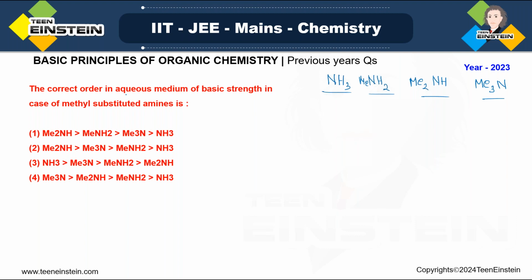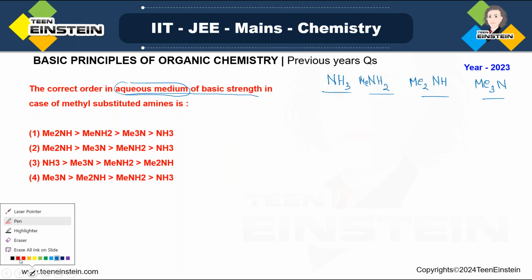Now it is asking for aqueous medium basic strength. This is very important, because if it were asking for gaseous medium basic strength, the answer would be different. If it is asking for aqueous medium basic strength, obviously these two answers are not the same. So read very carefully whether it is asking for aqueous medium or gaseous medium. Why is it so?